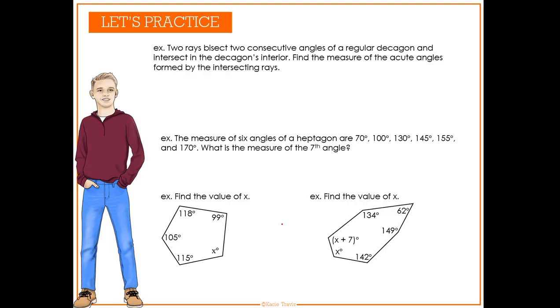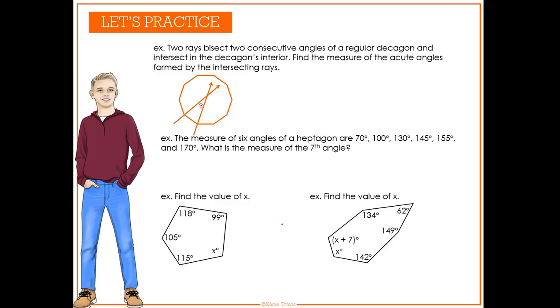It says two rays bisect two consecutive angles in a regular decagon and intersect in the decagon's interior. They want you to find the measures of the acute angles formed by these intersecting rays. So first off, let's look at a decagon. A decagon has 10 sides. And what they said was we have two rays that came through and bisected two consecutive angles. And they want us to find all the angles in this area.